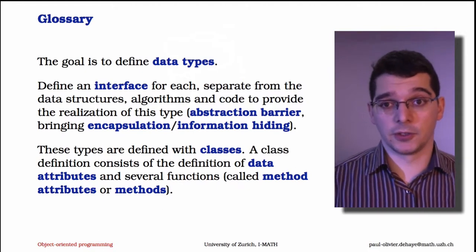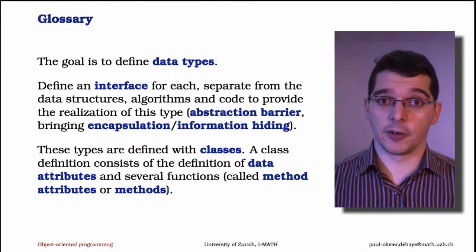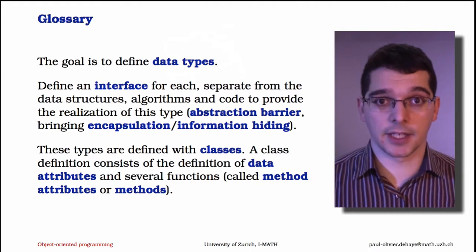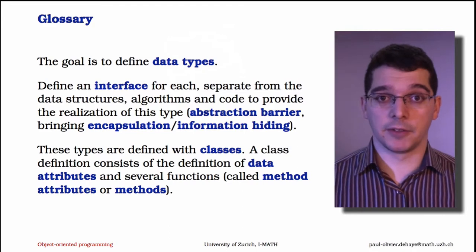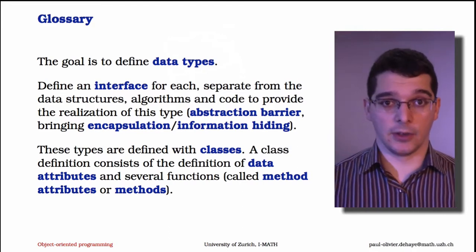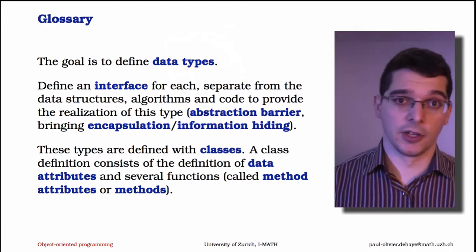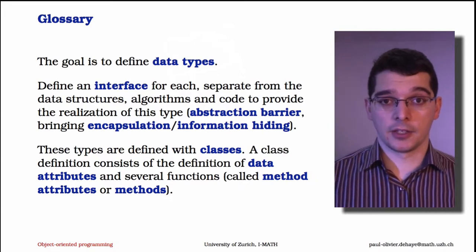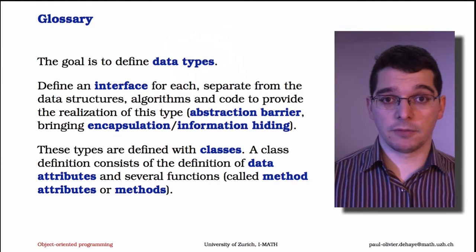So some words you need to understand. The goal of object-oriented programming is to define data types, but not just a bunch of data types, ones that are very relevant to what you're actually doing. So I give some examples: a person, a bank account, if you were to program for a bank. Now, for each of those data types, you want to define an interface.